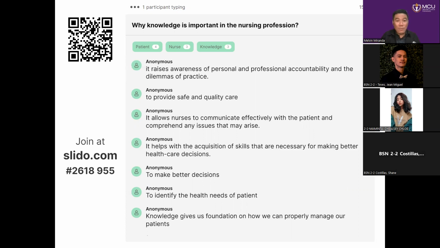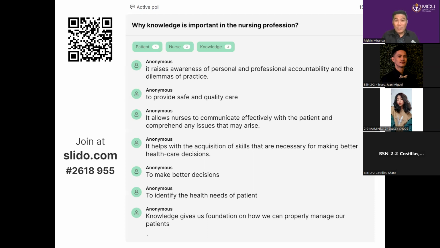It identifies the health needs of the patient, correct, because the knowledge itself on how you facilitate gathering of this information will identify the prioritization of needs of the patient, those that could need immediate attention.